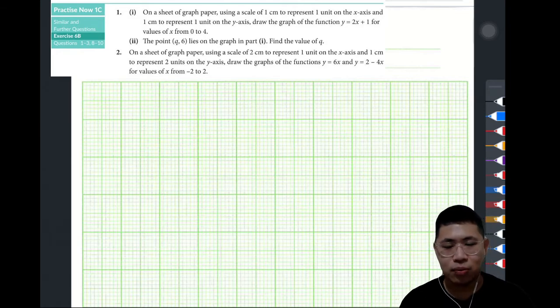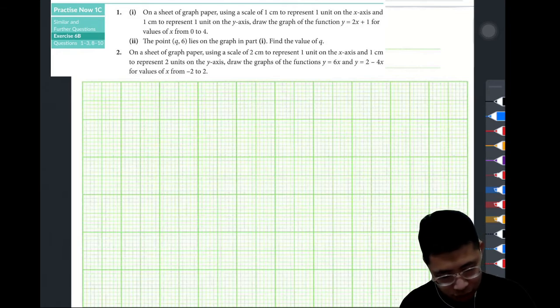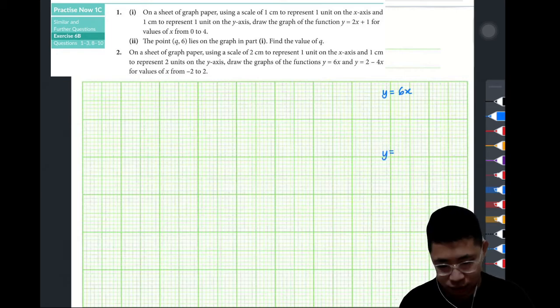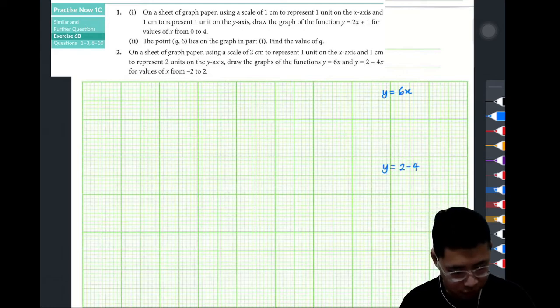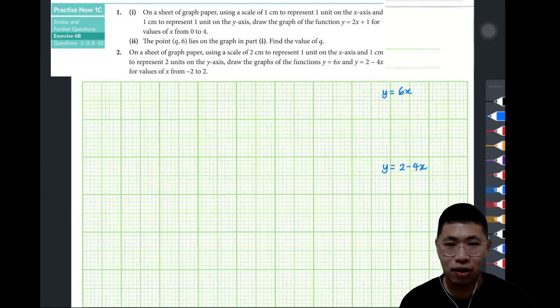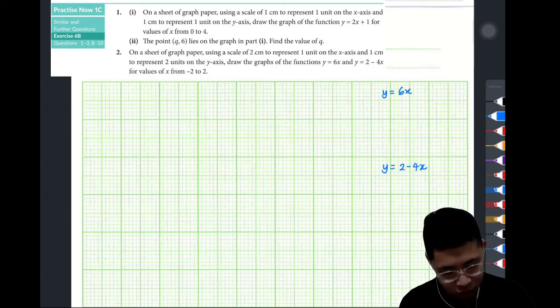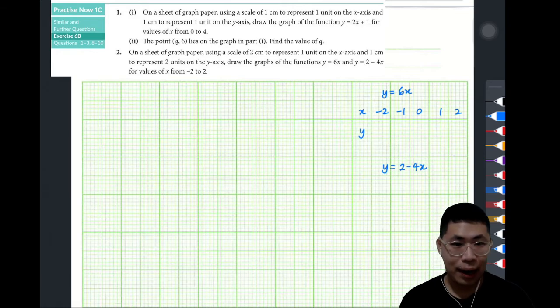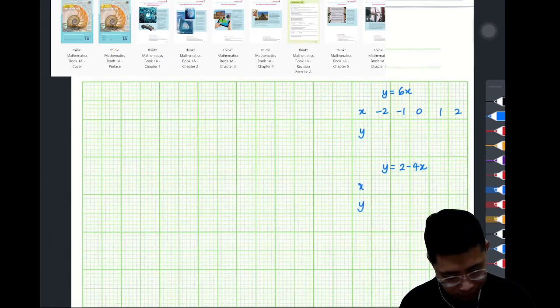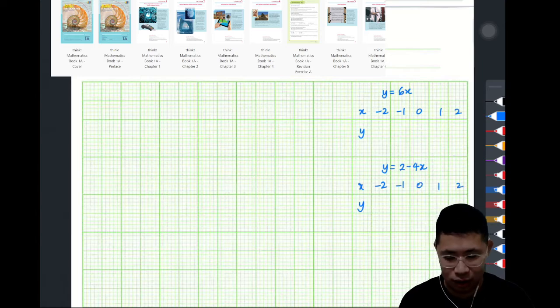Draw the graphs of the functions y equals 6x, and, sorry, one more, y equals 2 minus 4x, for values of x from negative 2 to 2. So I'm just going to leave x over here. I'll start with negative 2, run my numbers to 2, and I will need to find the values of y. Same way, x and y. For x, I will start with negative 2, negative 1, 0, 1 and 2, to get these points.